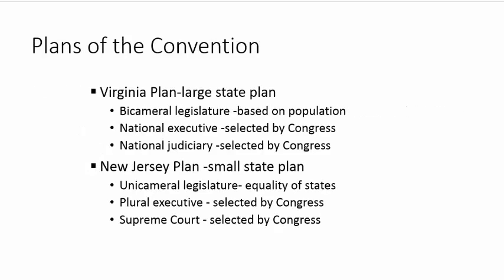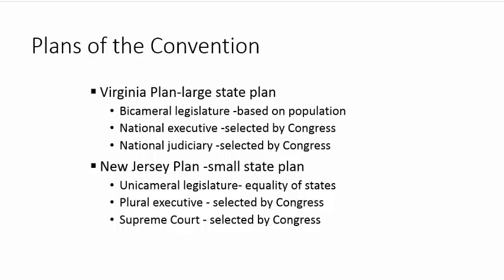Plans for the Constitutional Convention were numerous, but the two that we mostly study are the Virginia Plan and the New Jersey Plan. The Large State Plan, which is what the Virginia Plan is frequently called, called for a bicameral legislature based on population, a national executive selected by Congress, the details of which were kept quite fluid, and a national judiciary.